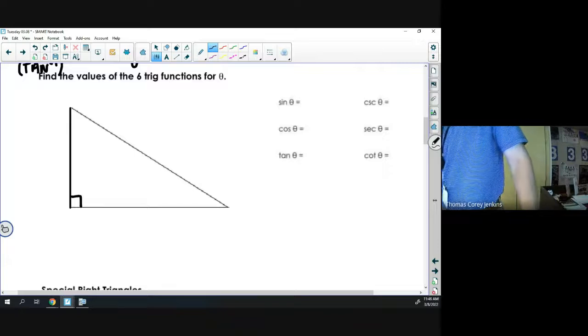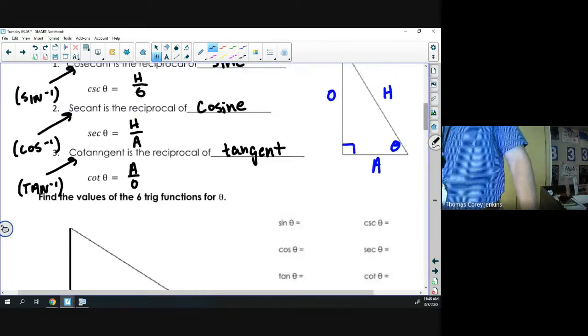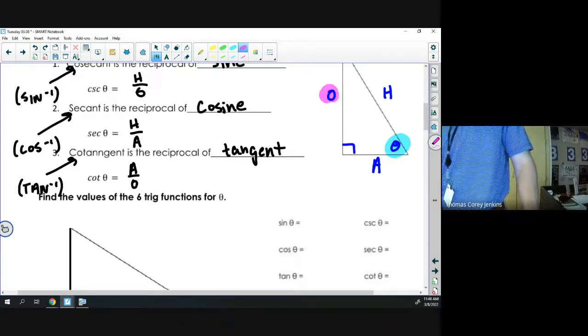No, when we're talking about an angle, we mark that with theta. So like in the last example, we were looking at this angle. So what's opposite that is the leg it doesn't touch. What's adjacent to it is the leg it does touch. Okay? Opposite the right angle is always the hypotenuse. Does that answer your question?